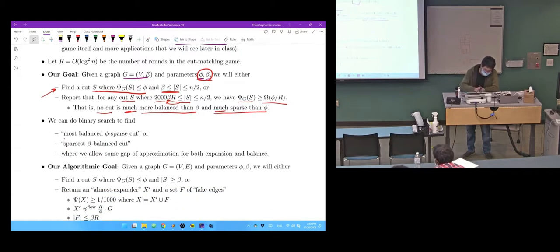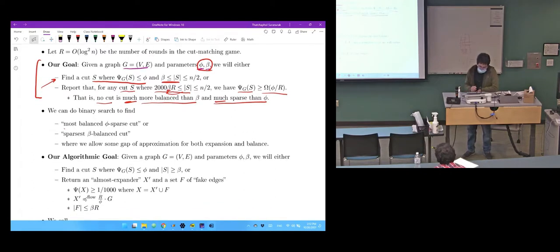All right, but this is our goal. And as before, in the first case we'll get a sparse cut, the same. But in the second case, instead of reporting that there is no cut, we will return some certificate that it must be this case. And what is that certificate? What we will return is something that I just call an almost expander, X prime, together with a set of fake edges F.